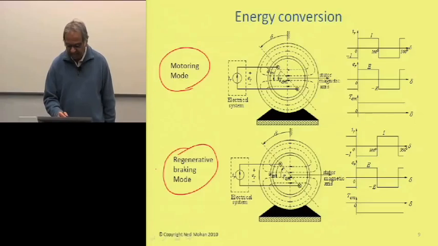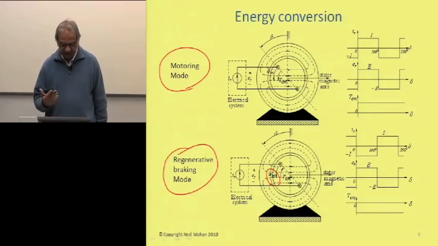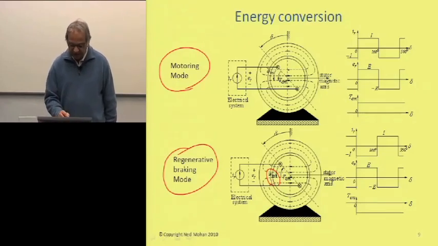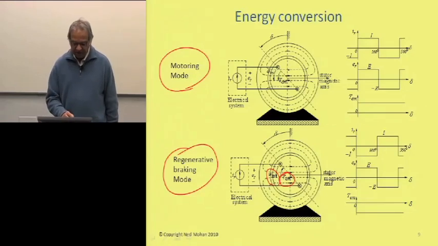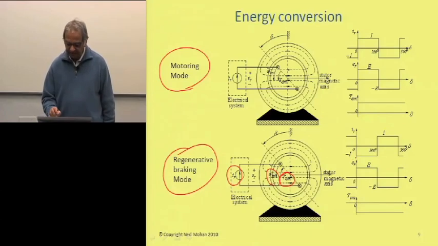So what is happening here is that this rotor is still turning in the counterclockwise direction under the influence of some other means. Maybe it's inertia, maybe there's a prime mover there, but nevertheless it's turning in a counterclockwise direction as in the motoring mode. But here you'll see that the torque is opposing this direction of rotation, and that is because this current I sub r here has an opposite wave shape, if you will.